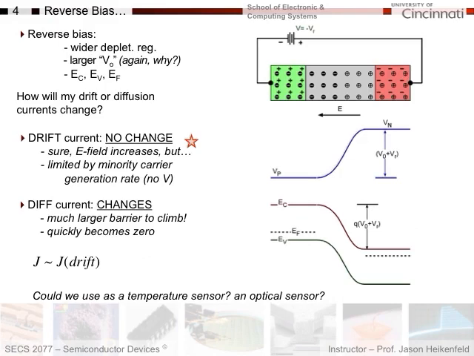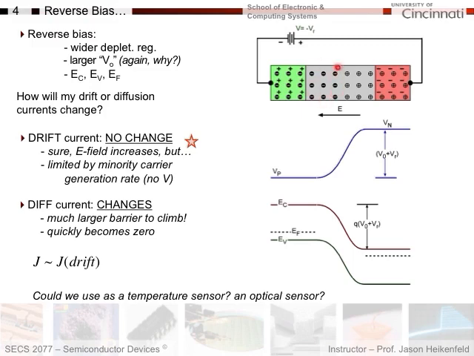Let's look at reverse bias here, and we'll ask some of the same questions. First, let's look at the depletion region. Now our depletion region has gotten wider. It's grown in width because our voltage is negative voltage to the P side. This is reverse bias, which is adding to the contact potential.